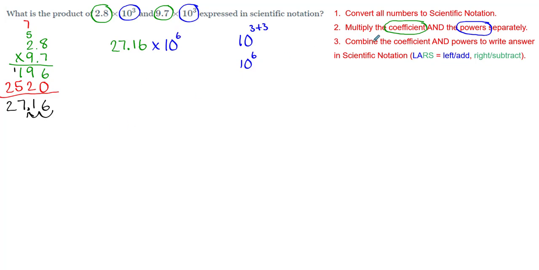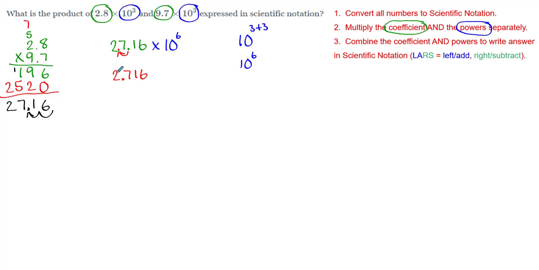And then step number 3, combine the coefficient and powers, which we did, in scientific notation. And the hint is that we want to go ahead and use LARS. In other words, if we move the decimal left, we add to the power. If we move it right, we subtract from the power. So in this case, I actually need to move the decimal 1 place to the left right here. So that's going to be rewritten as 2.716.